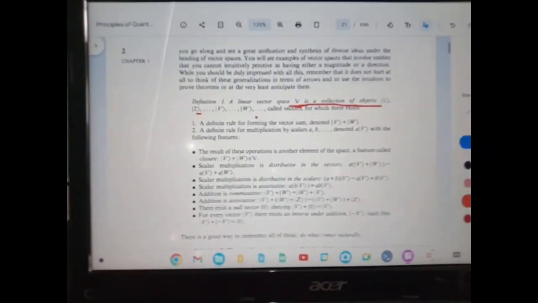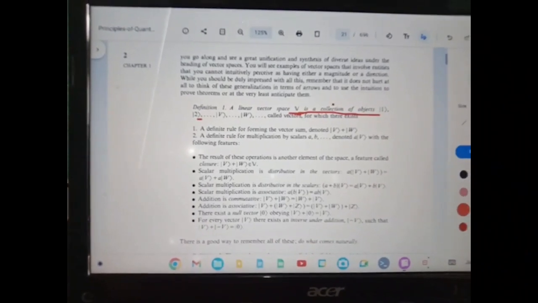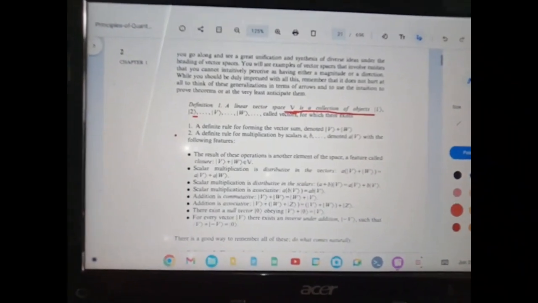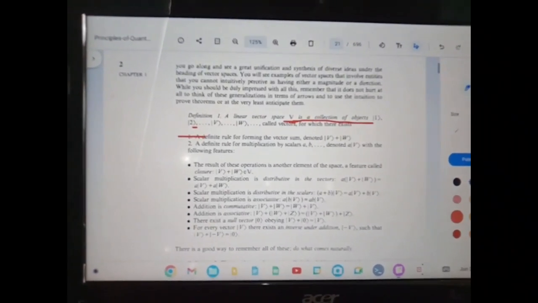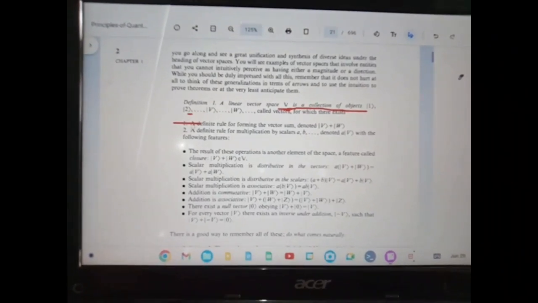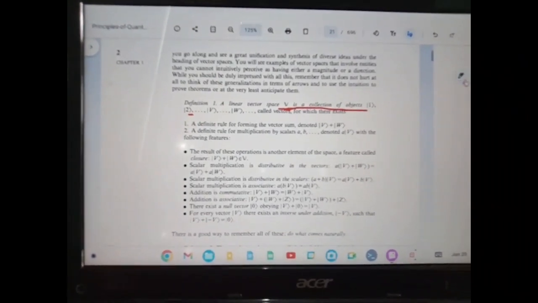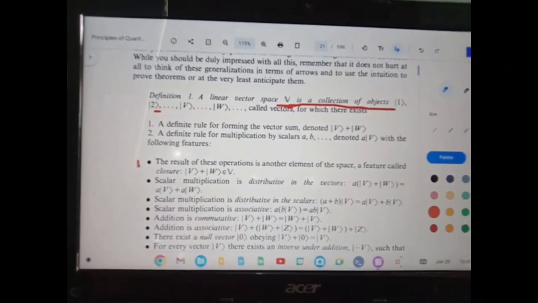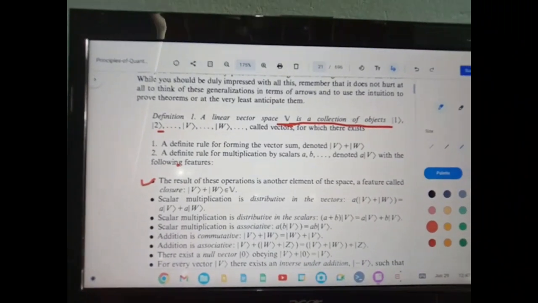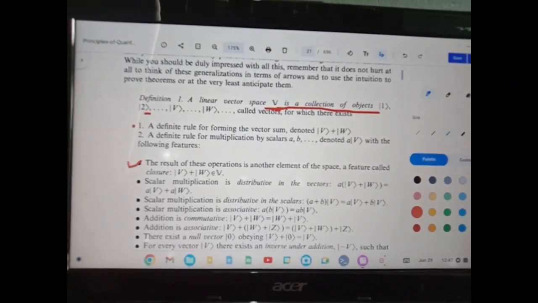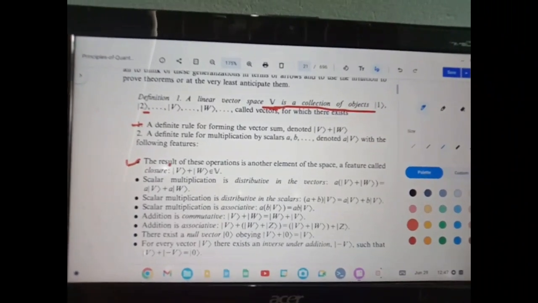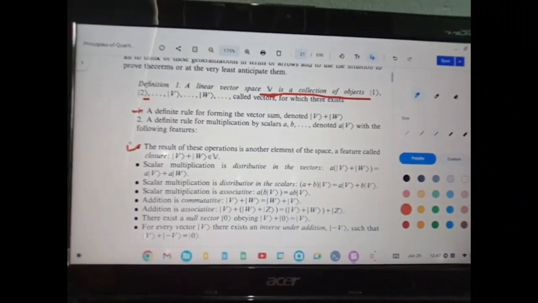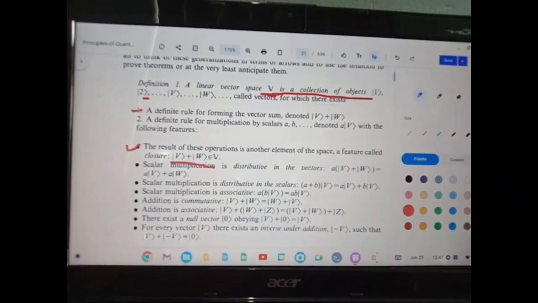So here are some properties of a linear vector space. The first property of a linear vector space is that the result of the operation is another element of the space, which is called the closure property.